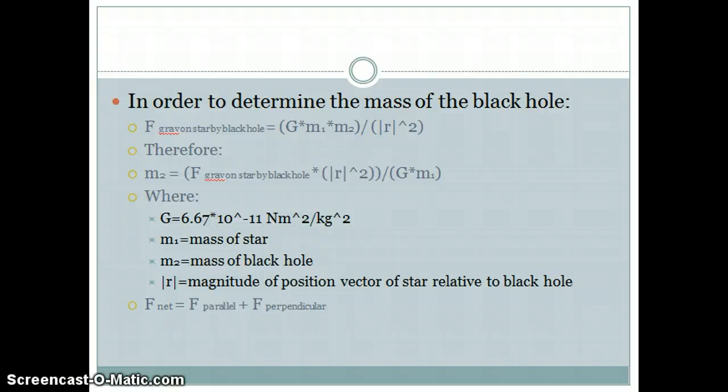The equation for the gravitational force on the star by the black hole is the gravitational constant, G, times the mass of the star, times the mass of the black hole, all divided by the square of the magnitude of the position vector of the star relative to the black hole. When this equation is rearranged, m2, the mass of the black hole, can be found. This other equation, F net equals F parallel plus F perpendicular, will also be used later in this lab.